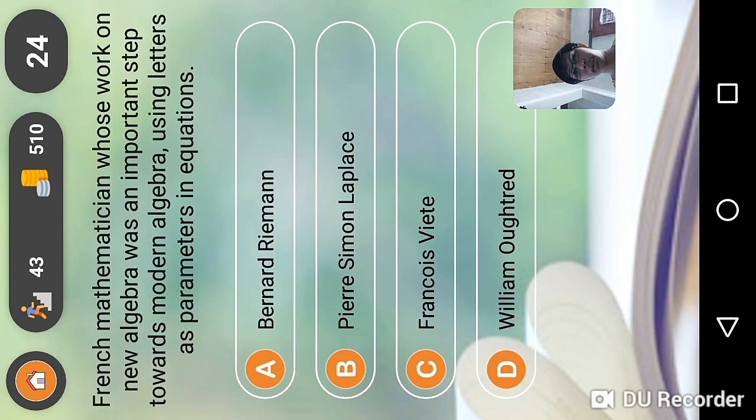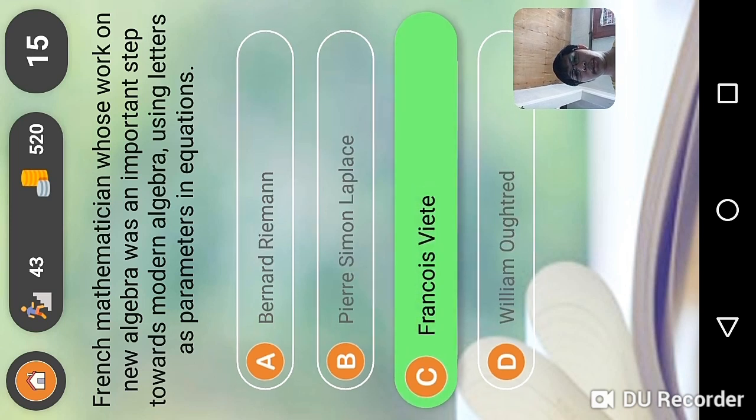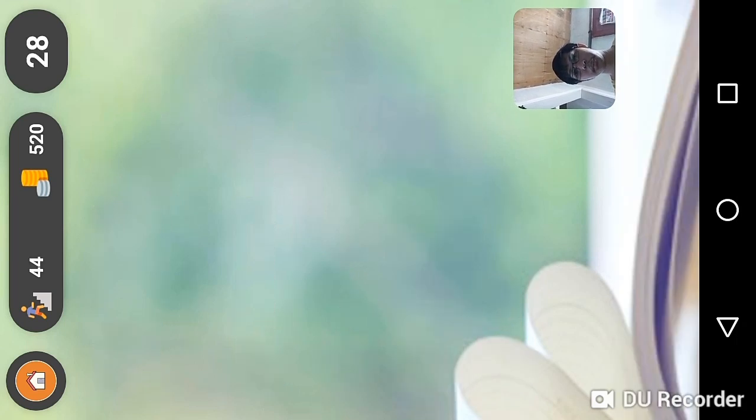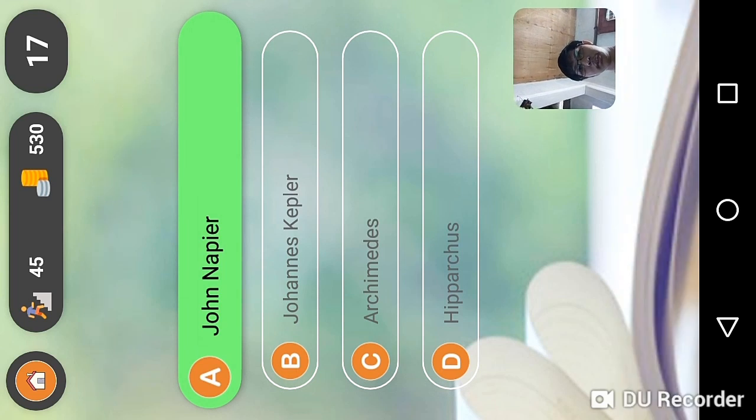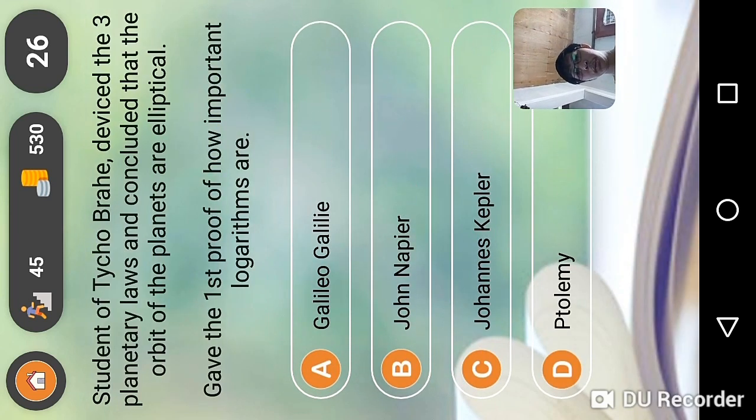French mathematician whose work on new algebra was an important step towards modern algebra, using letters as parameters in equations. Viete. Scottish mathematician, physicist, and astronomer who invented logarithms. Si John Napier. Student of Tycho Brahe devised the three planetary laws and concluded that the orbit of the planets are elliptical, gave the first proof of how important logarithms are. Johannes Kepler.